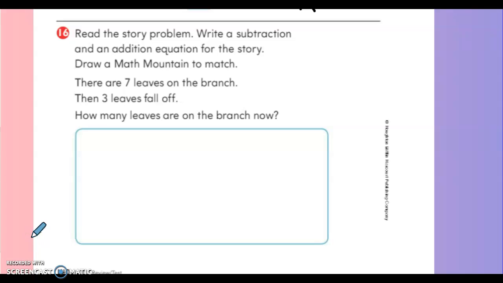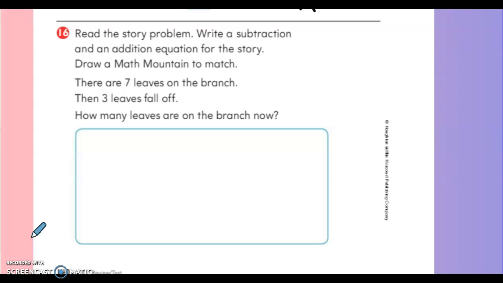Last thing we have to do, number 16, read the story problem, write a subtraction and an addition equation for the story, and draw a math mountain to match. Wow, lots of stuff to do. So 2 equations and a math mountain. There are 7 leaves on the branch, then 3 leaves fall off. How many leaves are on the branch now?